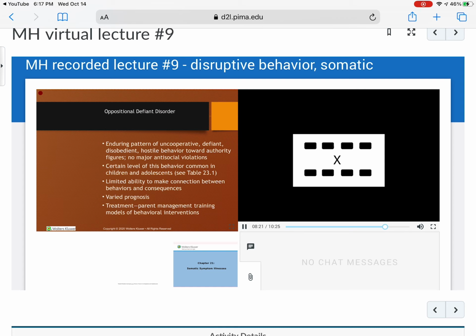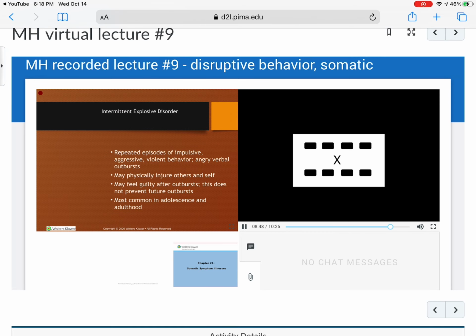All right, and oftentimes with oppositional defiant disorder, mostly in children, they're going to be uncooperative, they're going to be disobedient, they're going to be defiant. They oftentimes have a very limited insight about connecting their behaviors and consequences. It depends upon how severe the disorder is as to what the prognosis is going to be.